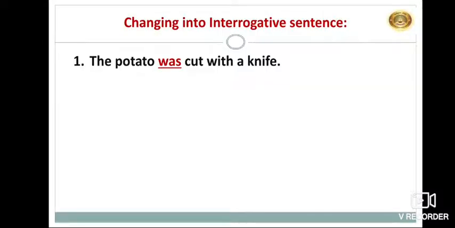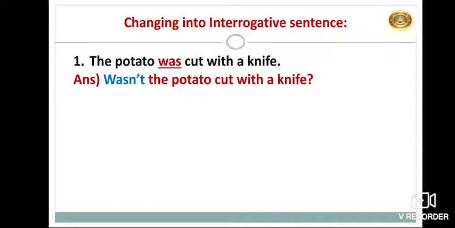We'll see how to change a positive sentence into an interrogative sentence. See the first sentence. The potato was cut with a knife. Now we have to change it into an interrogative sentence. How will we change it? We'll take the word "was" and with the help of that word we'll make it a question. Wasn't the potato cut with a knife? So the answer will be yes, the potato was cut with a knife. So the meaning has not changed and we have made it into an interrogative sentence.